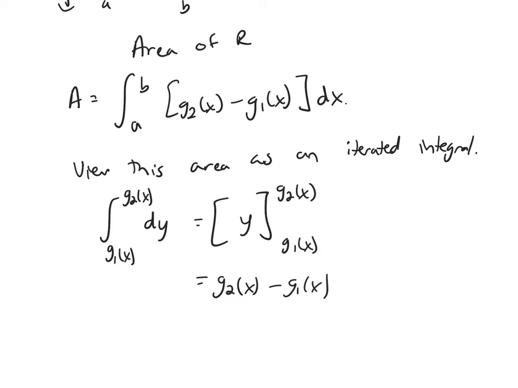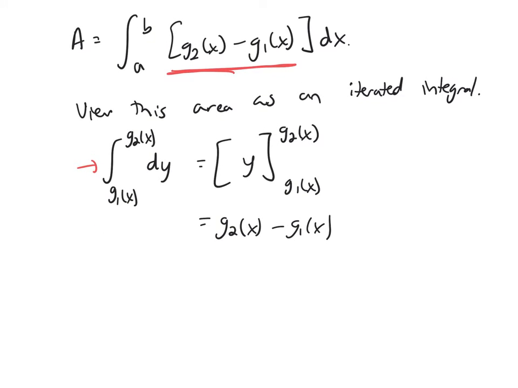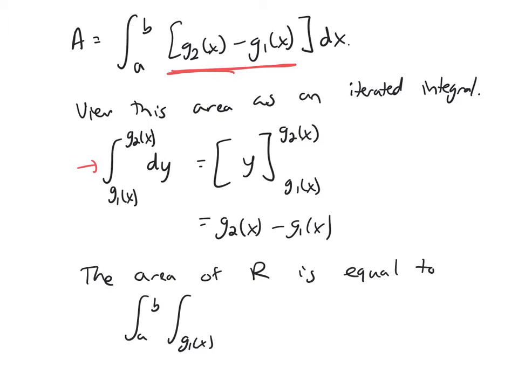So what I can do is I can replace this part here with this integral, and so it becomes an iterated integral. So the area of R is equal to this iterated integral from a to b, g1(x), g2(x), dy dx. Okay.